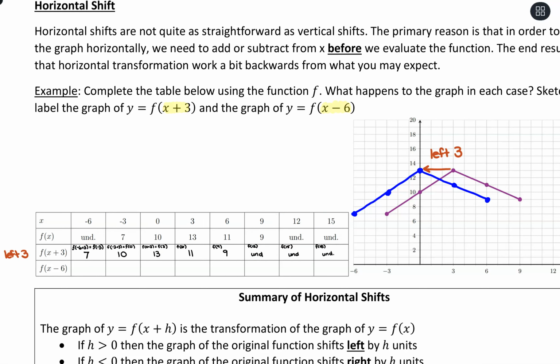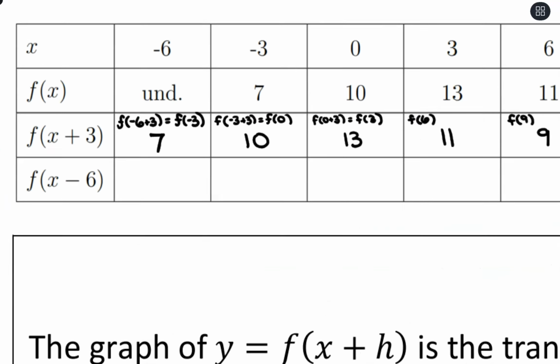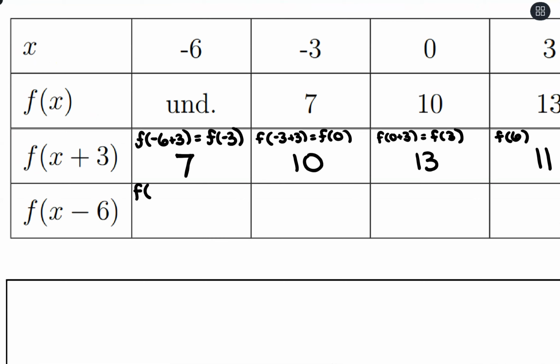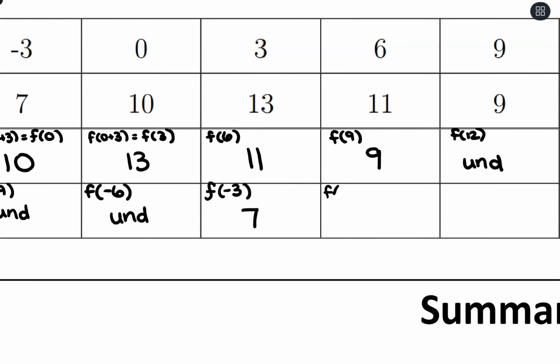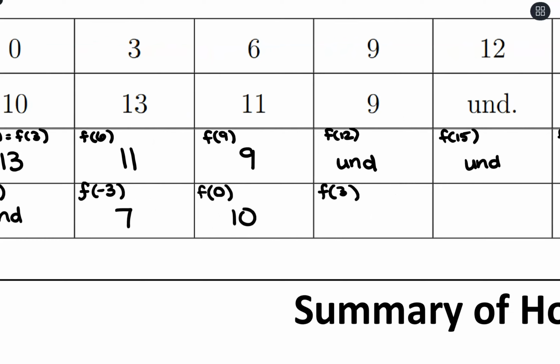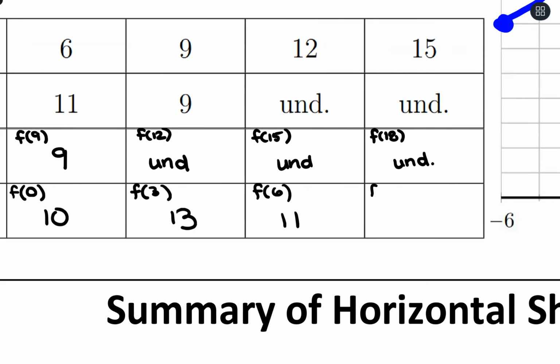So now let's see what happens when we have subtraction, though I'm sure you can guess, but let's just see the full construction. So f of, and we're at negative 6, but we're going to take 6 away. So really we're looking at f of negative 12, which isn't on our table, so we're just going to say that's undefined. F of negative 3 minus 6, negative 9, also undefined. F of 0 minus 6, so we're at negative 6. That output was undefined. F of 3 minus 6 is negative 3, which that output was a 7. F of 6 minus 6, which is 0, had an output of 10. F of 9 minus 6, which is 3, had an output of 13. F of 12 minus 6, which has an output of 11. And f of 15 minus 6, which is 9, which has an output of 9.